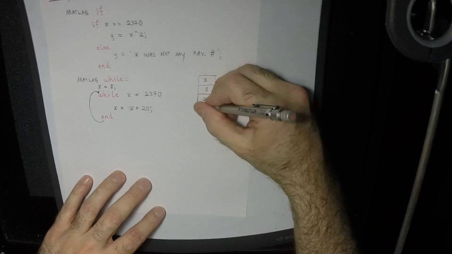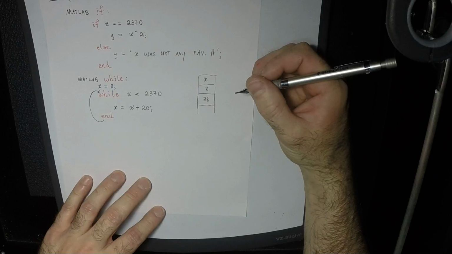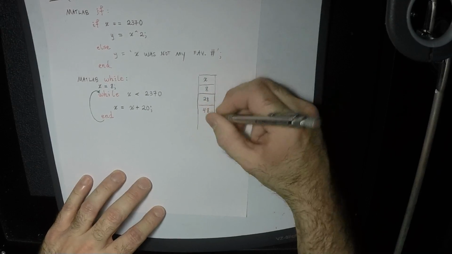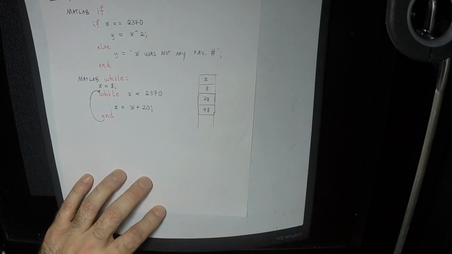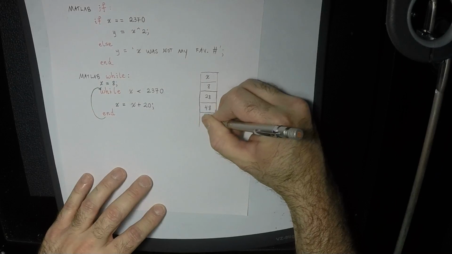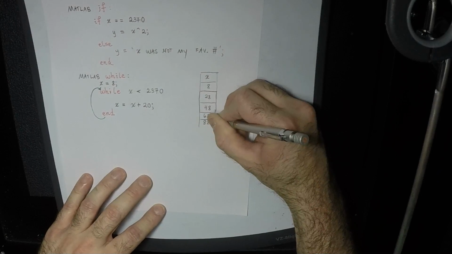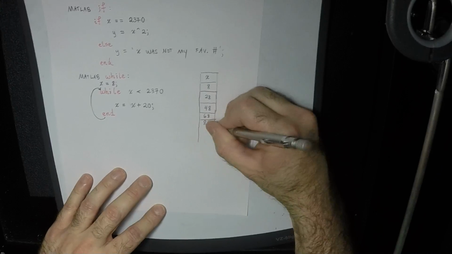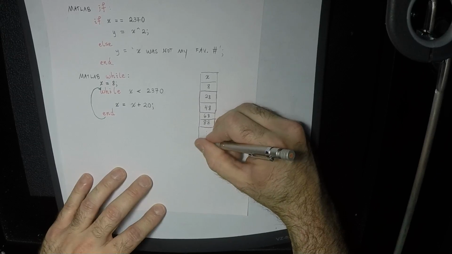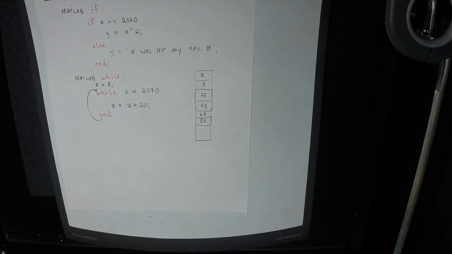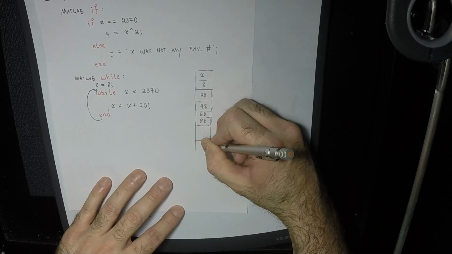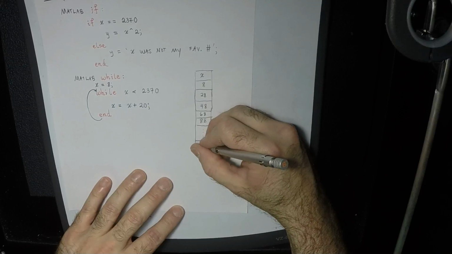After that statement is evaluated, what will be the current value of x? 48. Okay, and then over and over again, right? I think that you understand the principle now. So then it will be 68, and then 88, etc. Dot, dot, dot. It'll come to pass that the x value is 2368.